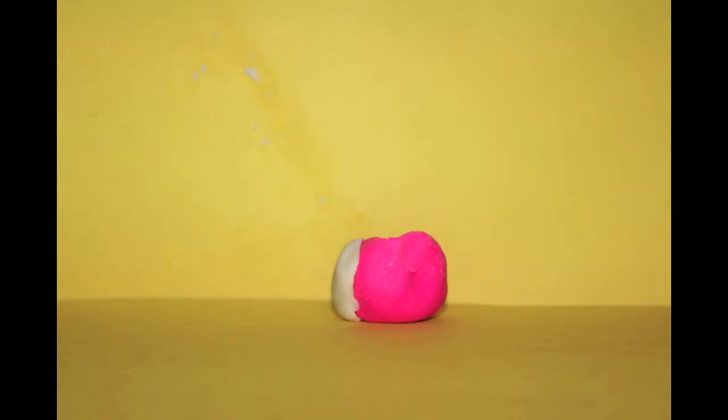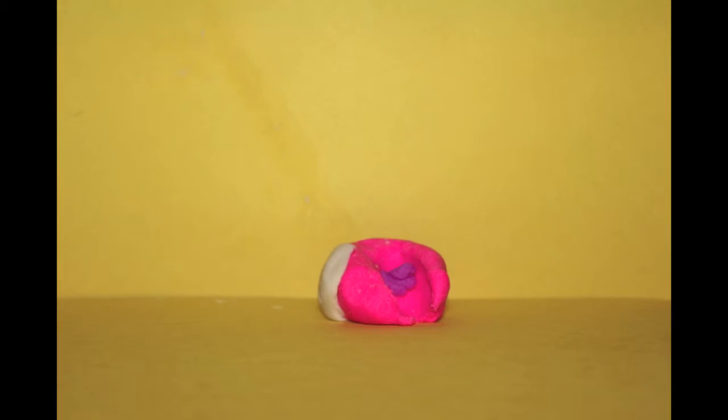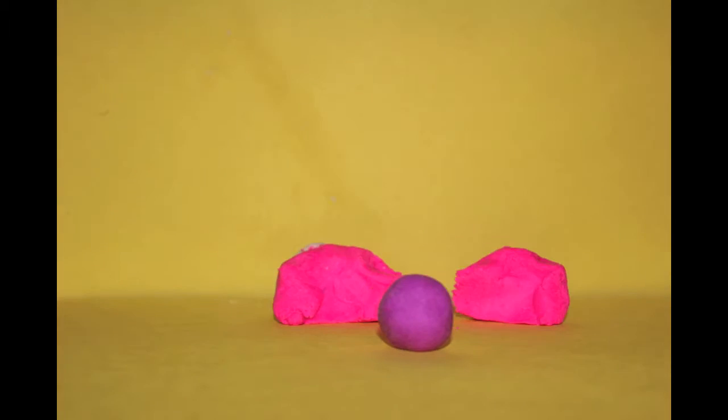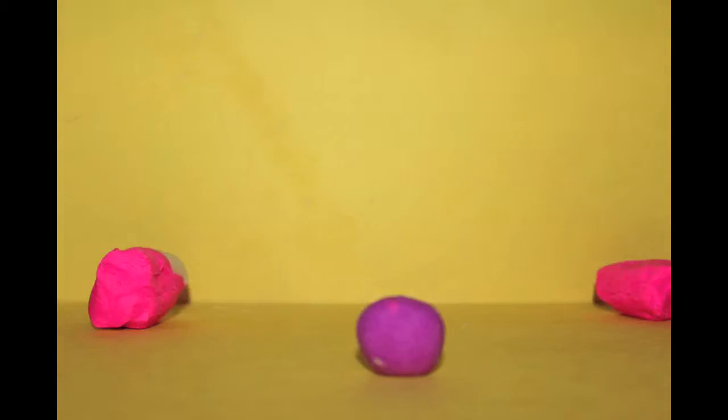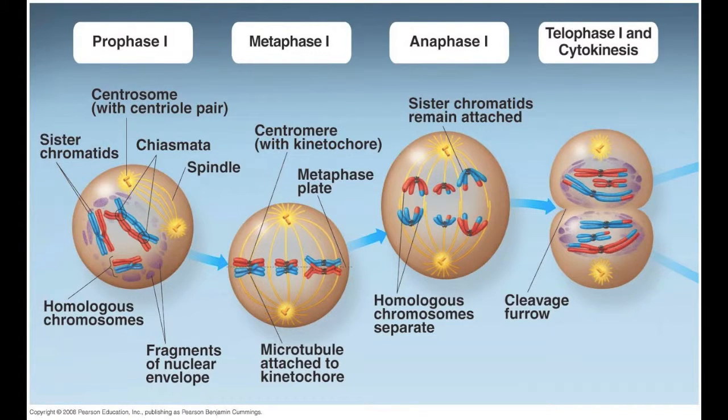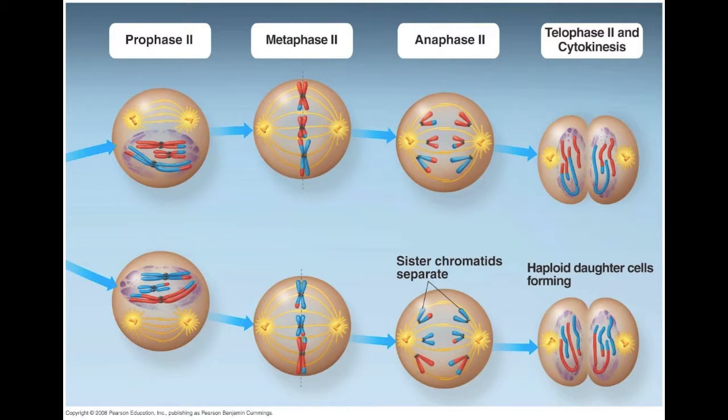When a sperm and an egg meet, they form a diploid zygote. But what process first created the sperm and the egg? They were formed through a process called meiosis. Meiosis 1 and Meiosis 2.